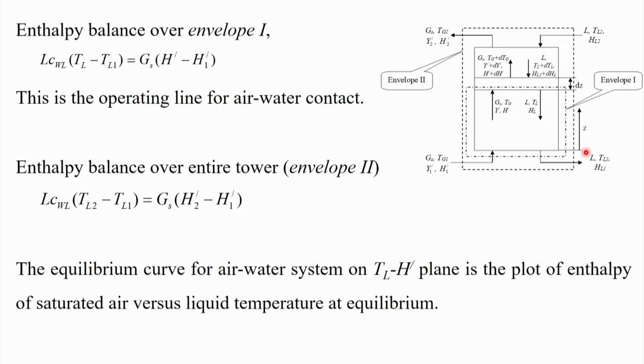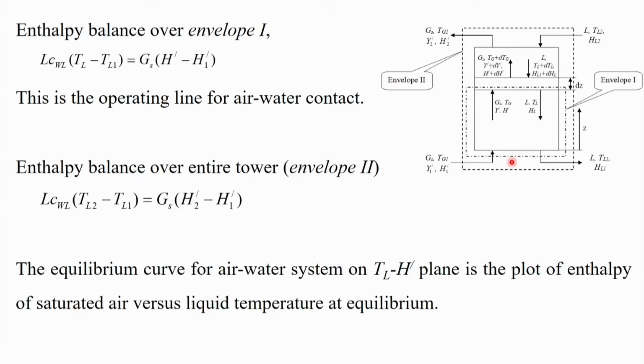So, the enthalpy that will be lost from this liquid water, we can say, is L C_WL into T_L2 minus T_L1, that is the temperature driving force across this cooling tower, equal to Gs into H2 prime minus H1 prime, that is the enthalpy gradient across this cooling tower that is taken by this air. So, due to this, there is evaporative cooling of a part of this liquid water, that is the hot water entering from the top.